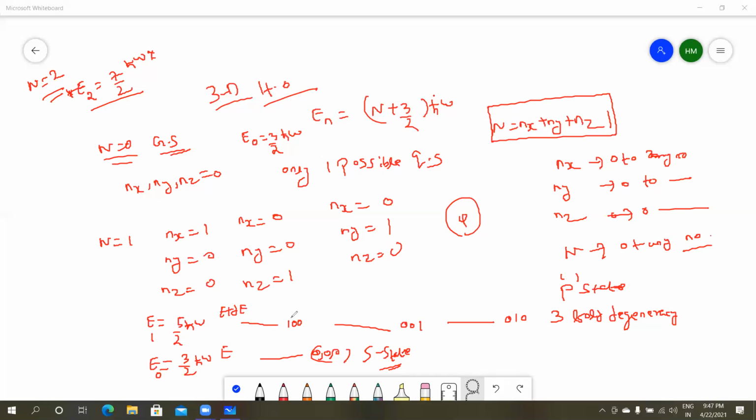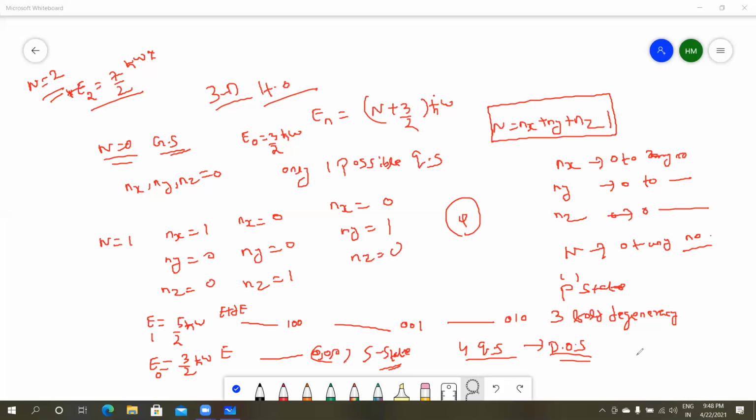how many quantum states are there within this range of energy, that is within E to E plus dE? 1, 2, 3, 4. So there are 4 quantum states. And these are called density of states. So what is density of states? Density of states is defined as the number of quantum states that is available per volume per unit energy interval.